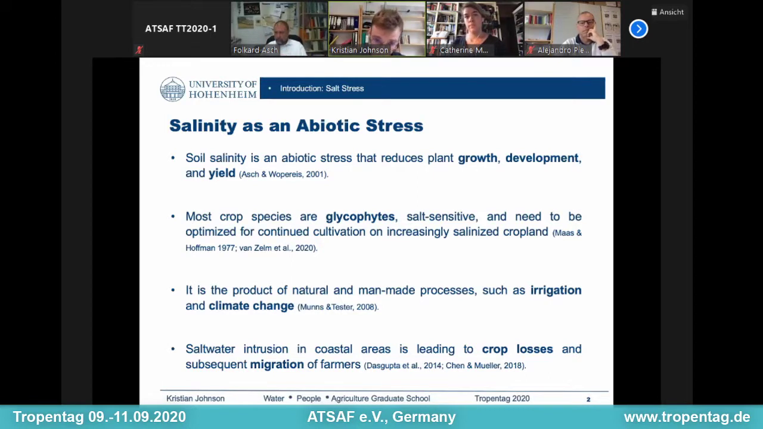Where does salinity come from? This is both the product of natural and man-made processes, such as irrigation and climate change. And speaking of which, and of particular interest to me, because of my experience in Vietnam, with sea level rise, there is an increasing saltwater intrusion in coastal areas. So we're talking about most of the major delta regions, thinking of Bangladesh or the Mekong Delta, which is increasingly leading to crop losses and subsequent migration of farmers.